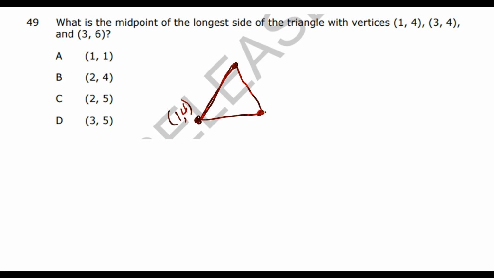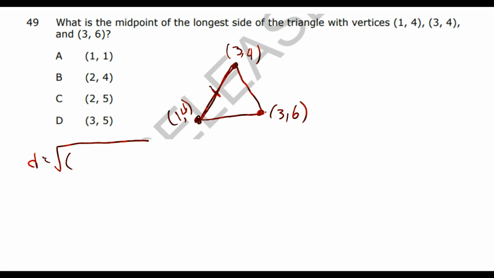(1, 4) right here, (3, 4) right here, and then (3, 6) right here. The good thing about it, if this was (3, 4) and (3, 6), then it would be a vertical line, but whatever. We'll deal with that later. All right, so the distance between this side, we'll do this side first.